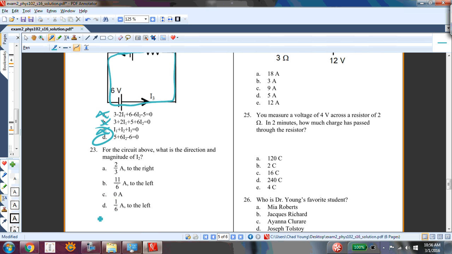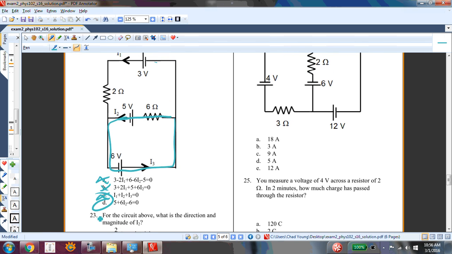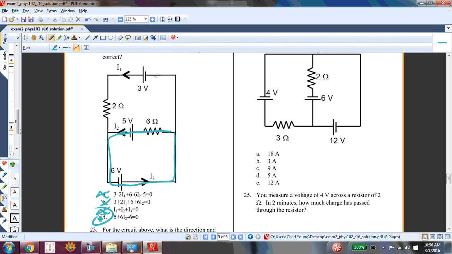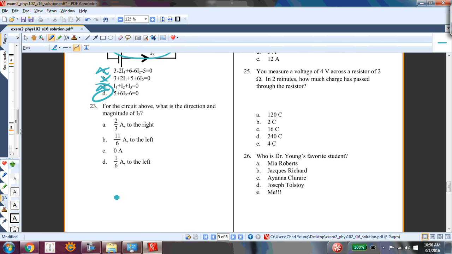For the circuit above, what is the direction and magnitude of I2? Okay, well, so the key here is that we use the right equation. I want to know the current through this resistor. I could use the top loop to find it, but notice that I have a resistor here, and so that would bring I1 into the equation. So I'm going to use the bottom loop. Oh, and look, I already have the equation there, so I'm just going to use that equation.